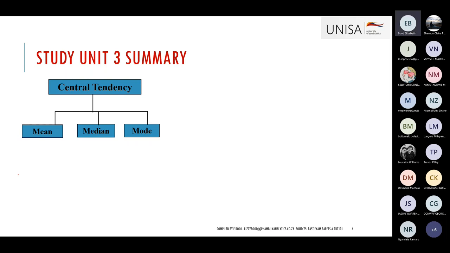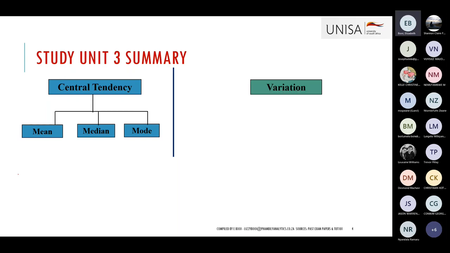You need to go and learn more about this. In terms of the mode, I'm not even going to mention that. Let me just give you a summary of the mode. Remember that with the mode, you can have no mode, or a mode. You can have two modes, which we call bimodal. You can have more than two, which we call multimodal. You always need to remember all those things.